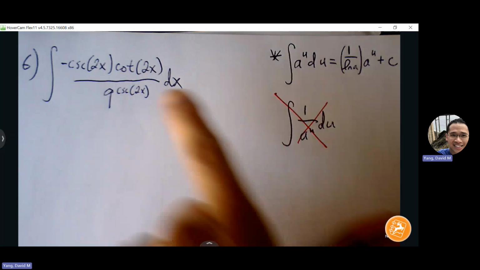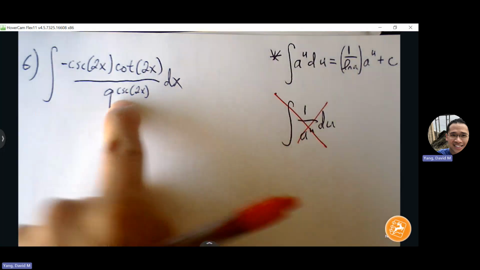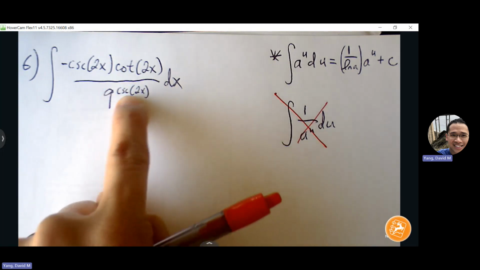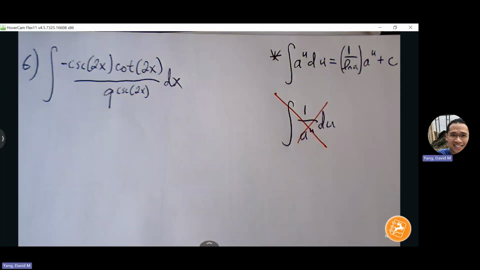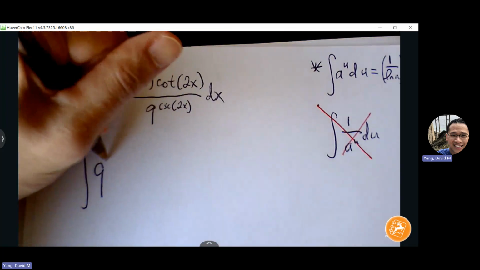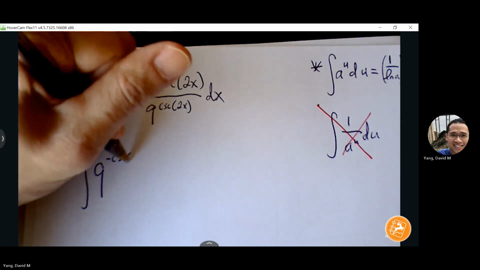So if we want to force this into something that we can use, we got to bring that 9 to the top. So if that 9 comes up to the top, how can I make the adjustment? Make it a negative exponent. Okay, so we'll rewrite the problem in a form that is more helpful to us.